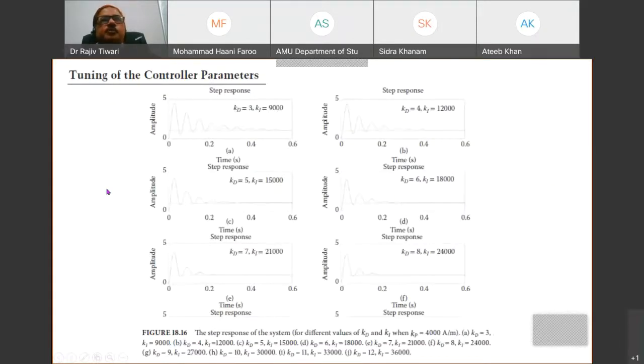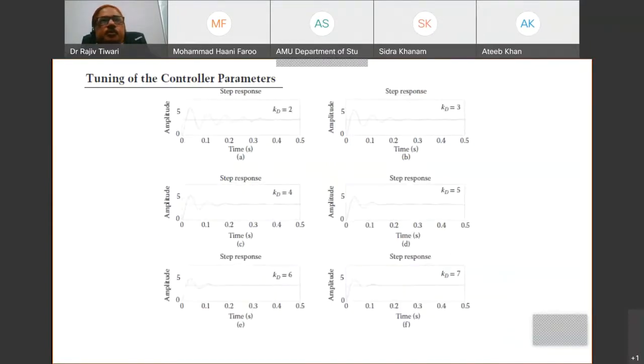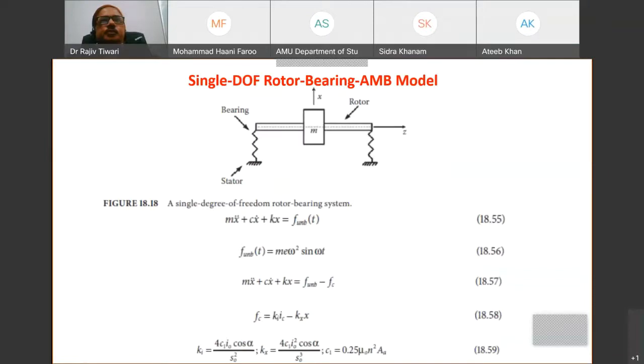So here you can see the same plot, but for different combinations of Kd, Ki, you can see the number of oscillations is reducing if we change the parameter. So this kind of parametric study can be done if we want to reduce the number of oscillations before it comes to its steady position. Then we can have this kind of variations, and then we can decide about the parameter. This is also a similar parametric study. I'm not going into the details of this. Okay.